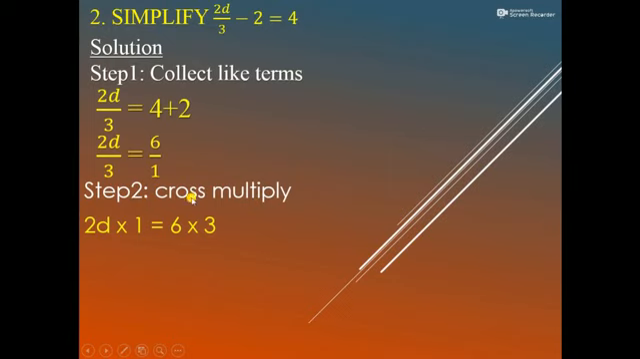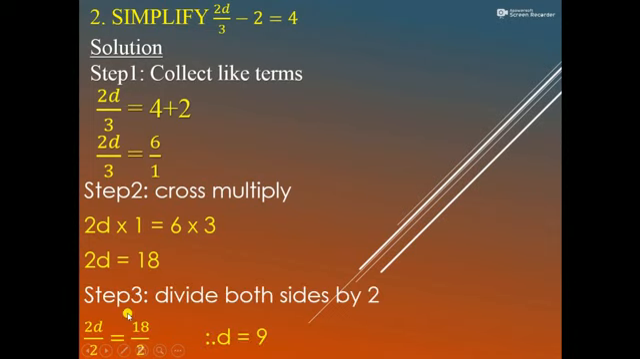Okay, cross multiply. Now 2d will be crossing and multiplying 1 at the same time, which is equal to 6 times 3. And 2d times 1 will still give us 2d, which is equal to 6 times 3, which is 18. Alright. Now, the next step, which is step 3, is to divide both sides by 2.